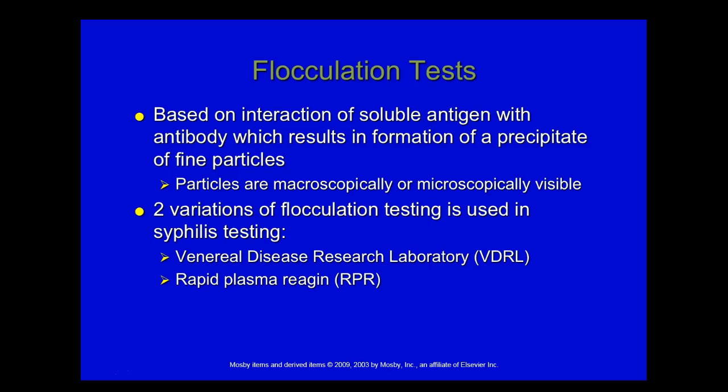Next, we have flocculation tests. These are based on the interaction of soluble antigen with an antibody that results in a precipitate of very fine particles. Sometimes they're macroscopically visible, sometimes we have to use a microscope. A couple different types of testing for this. The Venereal Disease Research Laboratory, which tests for syphilis in spinal fluid, and the rapid plasma reagin, which is used to test for syphilis in the serum.